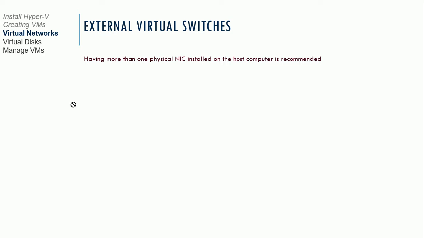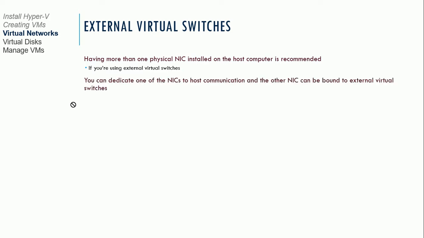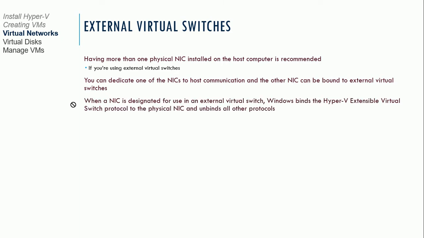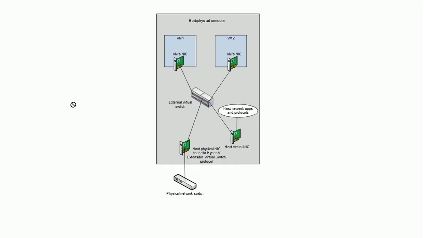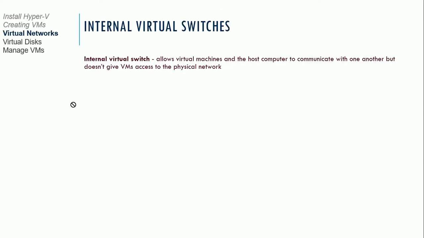So having more than one physical NIC installed is recommended for a variety of reasons. At a minimum, Microsoft recommends having one NIC for the host machine and then having a NIC for your external virtual network rather than sharing it with the host machine. So you can dedicate one of the NICs to host communication, the other to external virtual machine or virtual switches. When a NIC is designated for use as an external switch, Windows binds the Hyper-V Extensible Virtual Switch protocol to the physical NIC and unbinds all other protocols. So this is just a little diagram kind of showing you what this might look like. This is from your textbook, by the way.